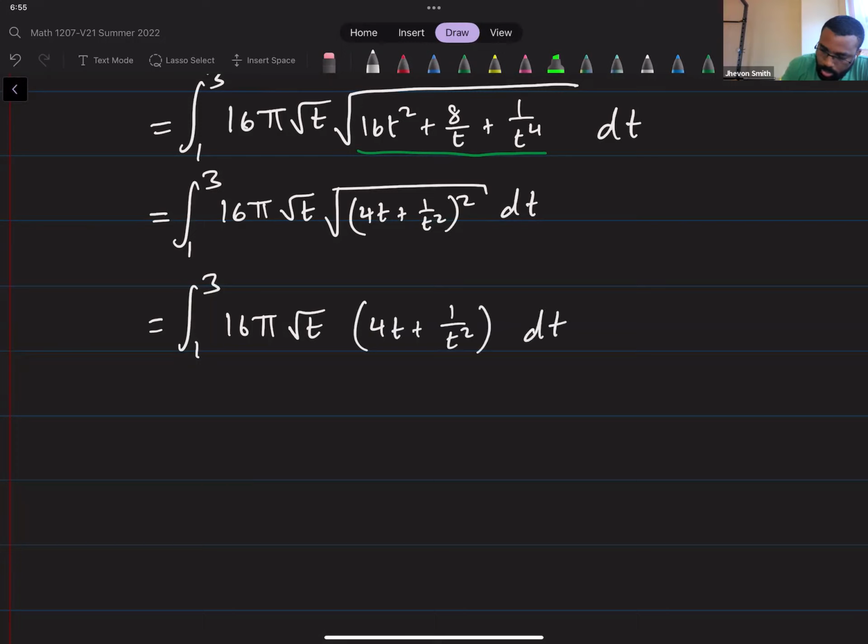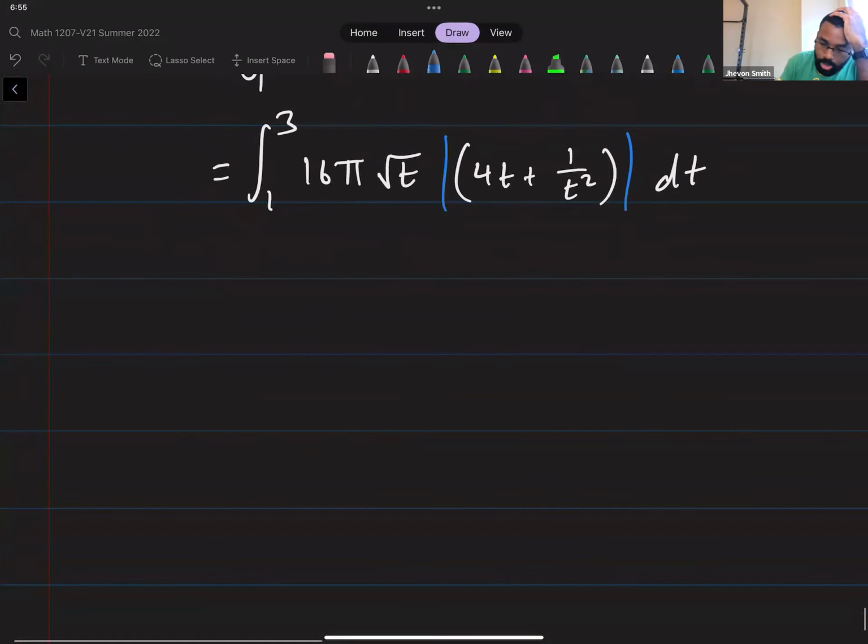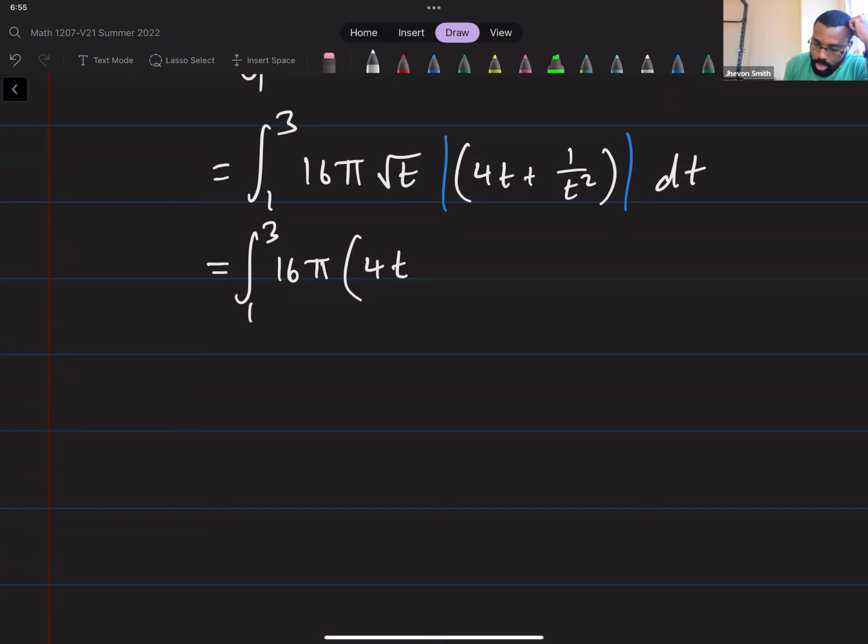There's going to be, technically speaking, absolute values here. Would that affect anything? No, t goes from 1 to 3. That's going to be positive the whole time. So I can actually ignore the absolute values. So I'm going to take a t to the half. I'm going to multiply in. That's 4t to the 3/2 plus, that's t to the minus 2 plus 1/2 t to the minus 3/2.